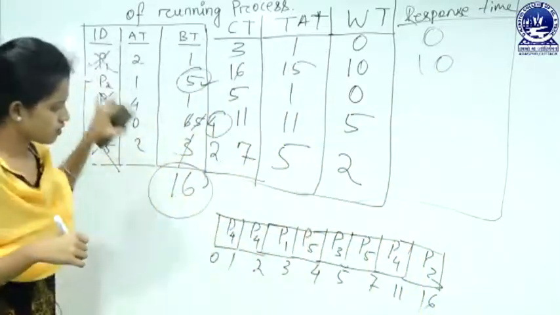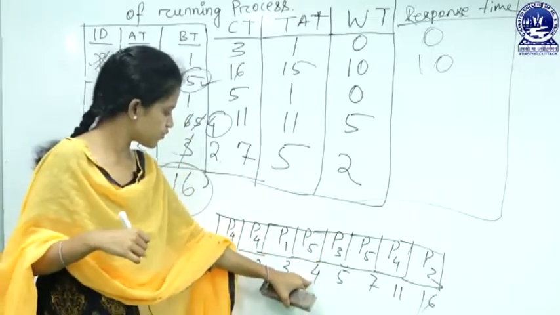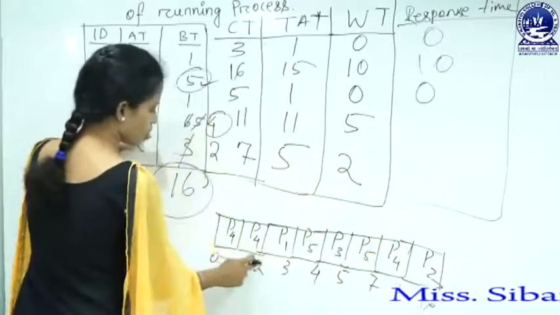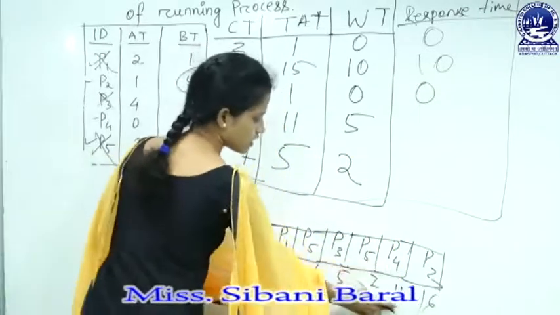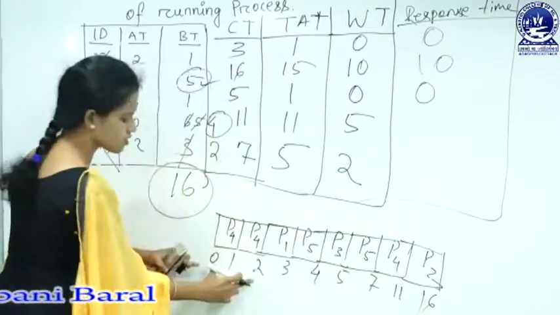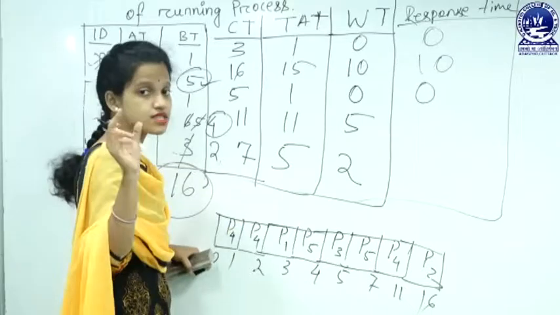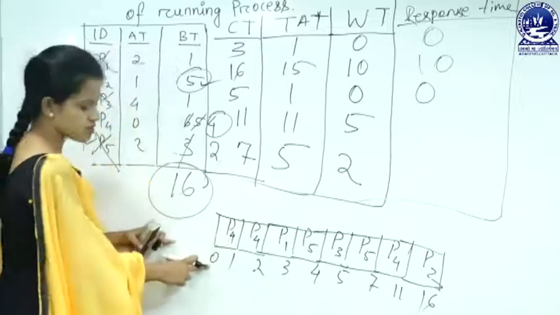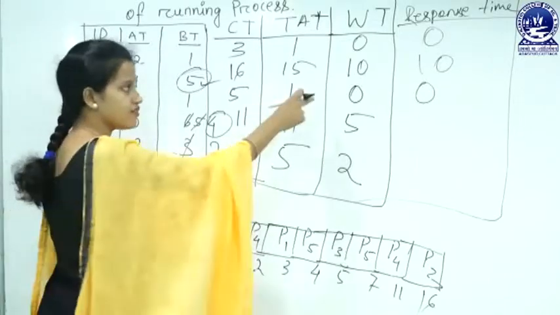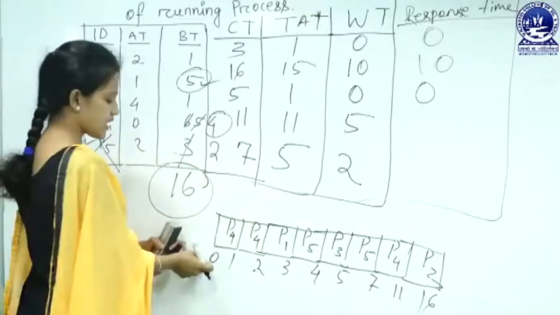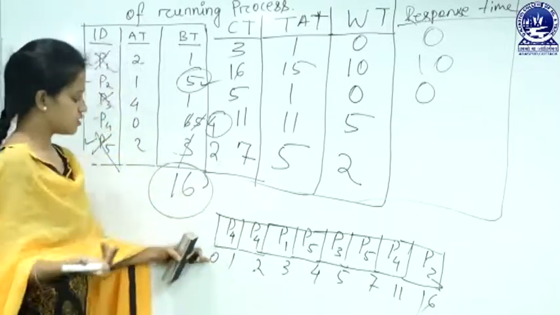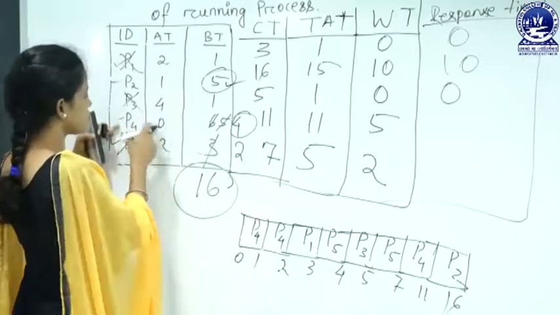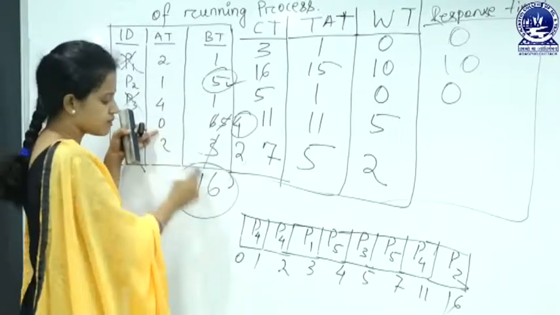So for P3, what is the time? Arrival time 4. 4 minus 4, that is 0. For P4, here P4 is executing and here also P4 is executing, but the time when the CPU is allocated to P4 is at first 0 milliseconds. When it arrived, at that time it is allocated to the CPU. So the response time is 0. The arrival time of P4 is 0 milliseconds and at that time it is allocated to the CPU.